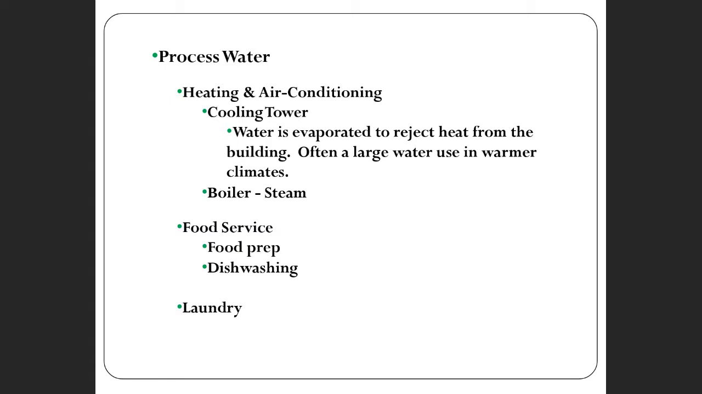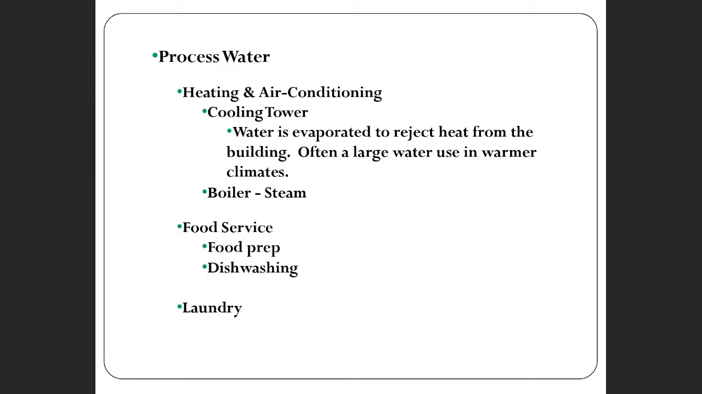Along with those uses of domestic water, there will often be processed water use in a commercial building as well. So what are some of the typical processed water uses? Well, heating and air conditioning would be the largest processed water use. The cooling tower helps cool the building, rejecting heat from the building by evaporating water. That's often a large water use, especially in a warmer climate.